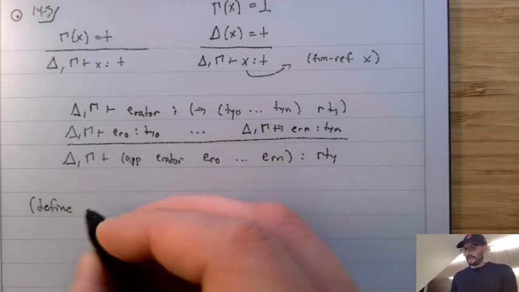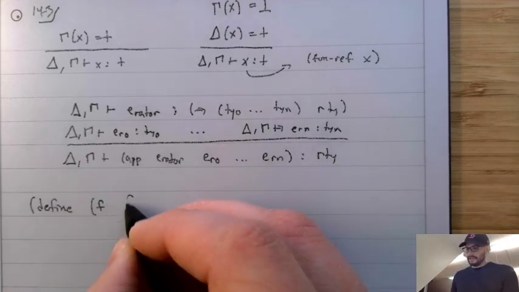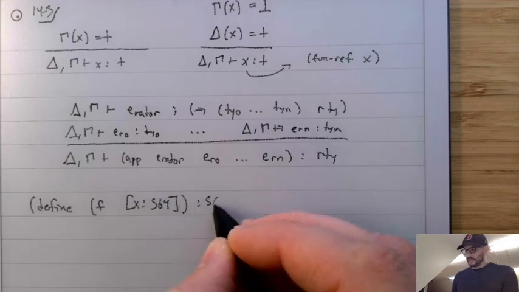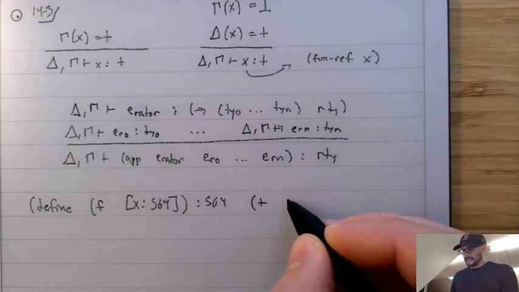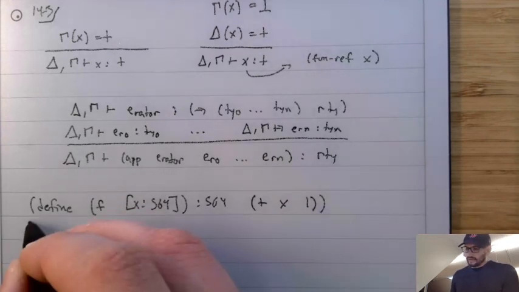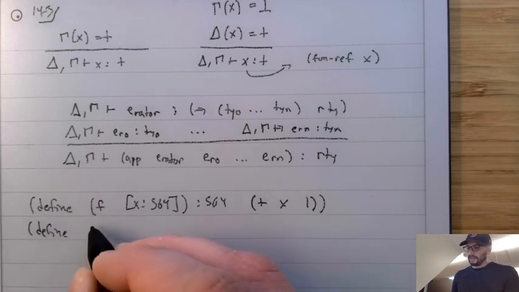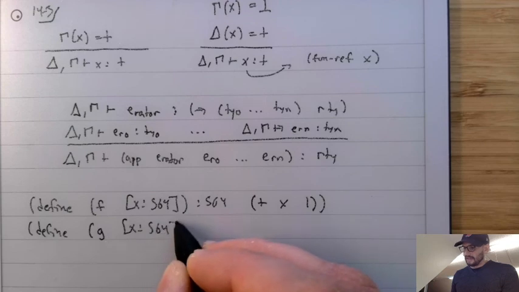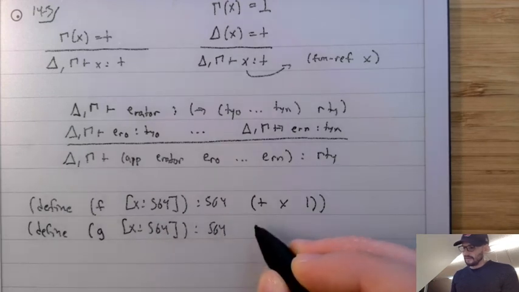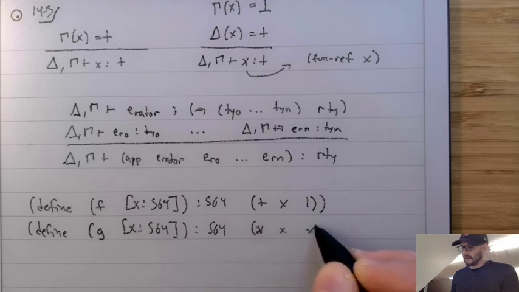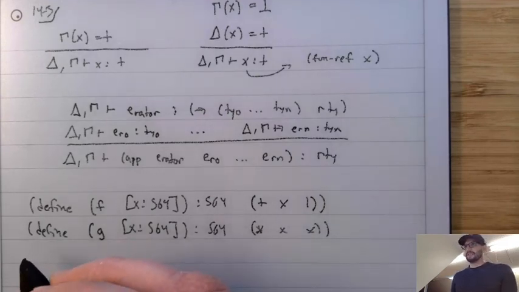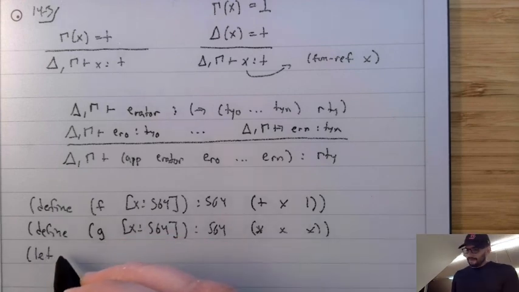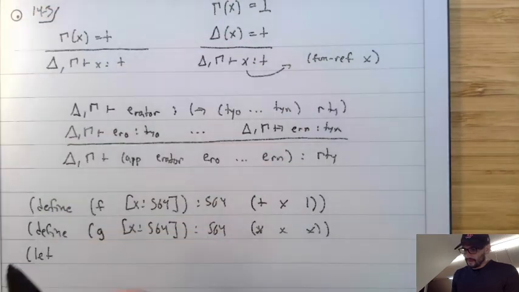We could define f as taking an x and returning with this an S64 and returning an S64, and what it does is it adds 1 to x. And then we could define g as what it does is it takes in an x and it multiplies them together. So it does times of x x. And then we could write a function that was like this, where we wrote, let, actually let's not even bother with a let.